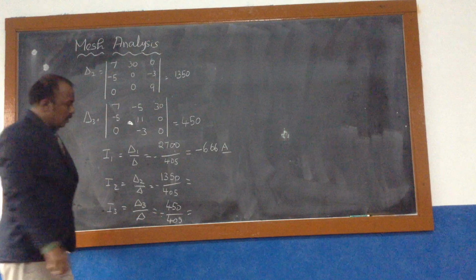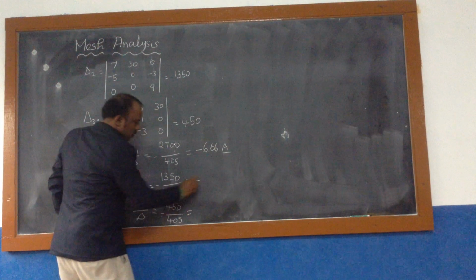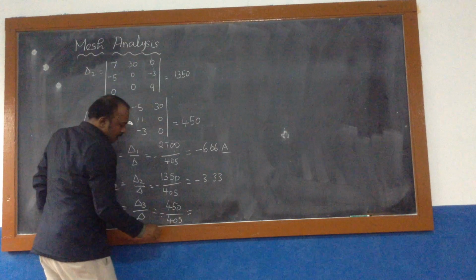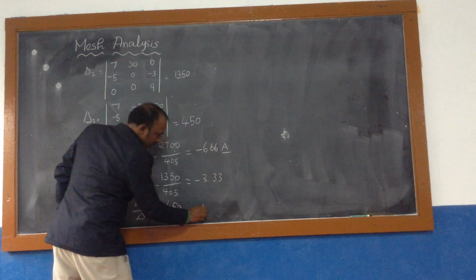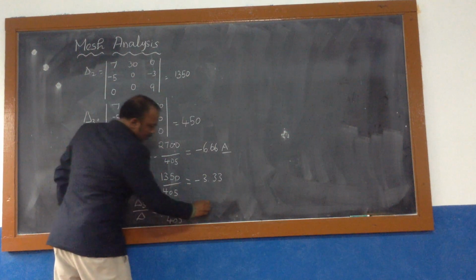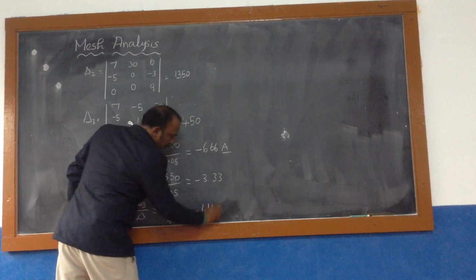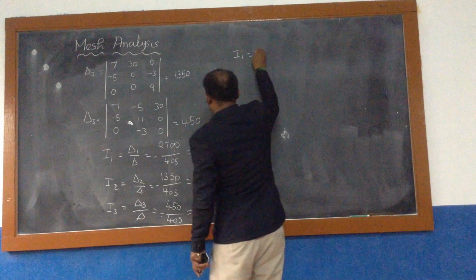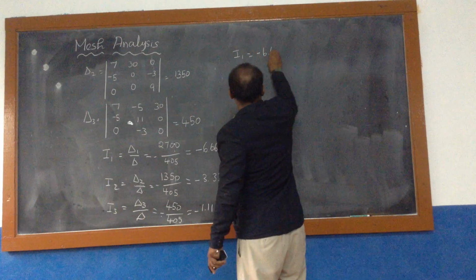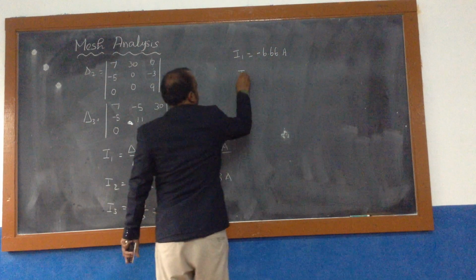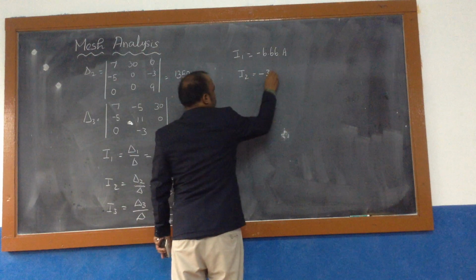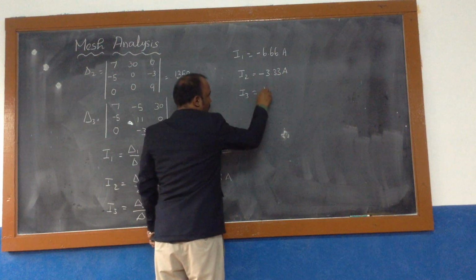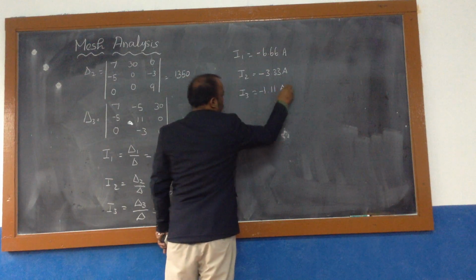Similarly, I2 is minus 3.33, and I3 will be minus 1.11 ampere. So I1 is equal to minus 6.66 ampere, I2 is equal to minus 3.33 ampere, and I3 is equal to minus 1.11 ampere.